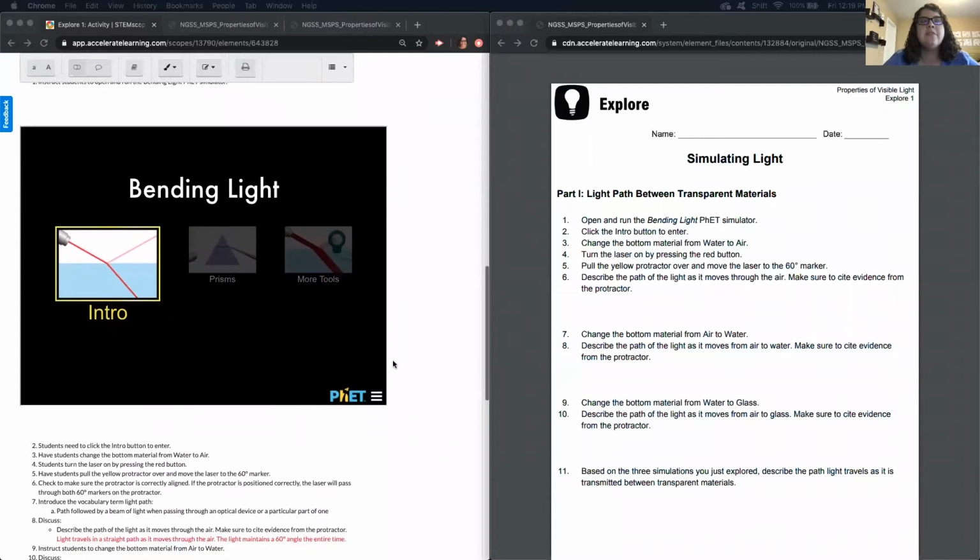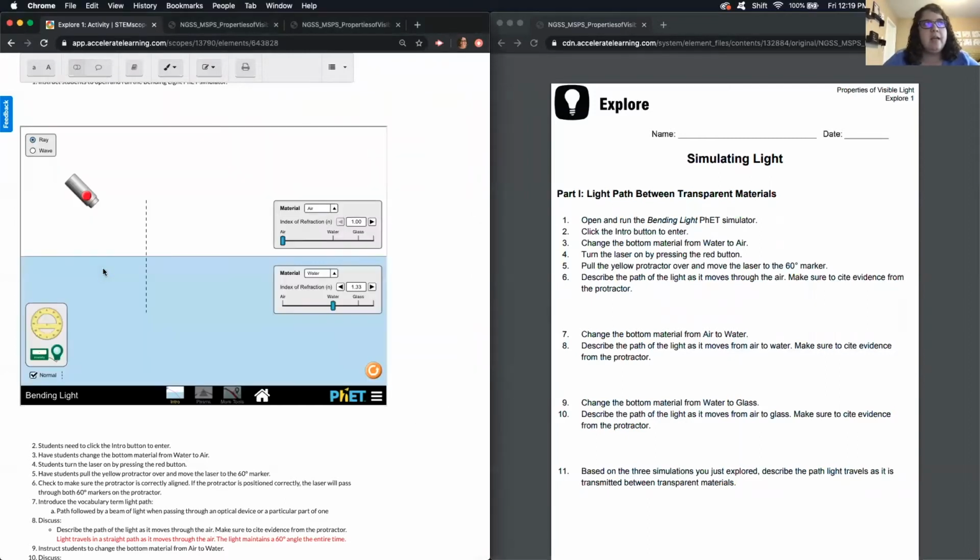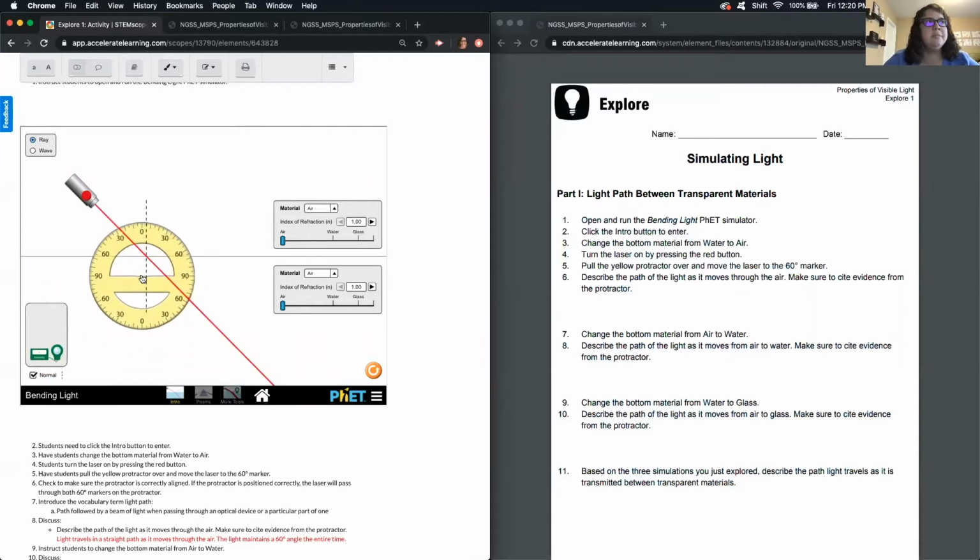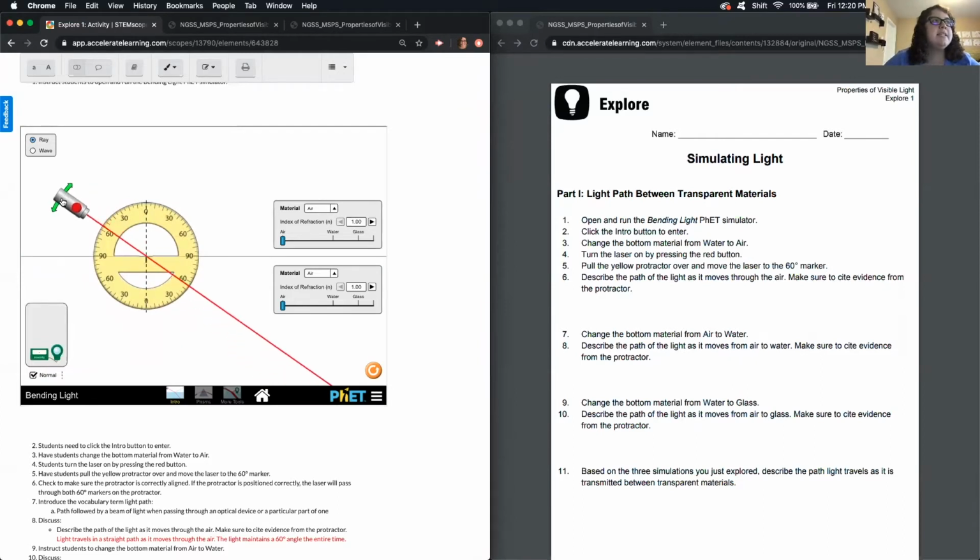Okay. So first, we're going to investigate how light paths travel between different transparent materials. I'm going to start by hitting the intro, changing this bottom material from water to air. Okay. We're going to turn on the laser, add our protractor, and then align this to 60 degrees. Okay. So right now, it's moving from air to air, so it's not changing material.